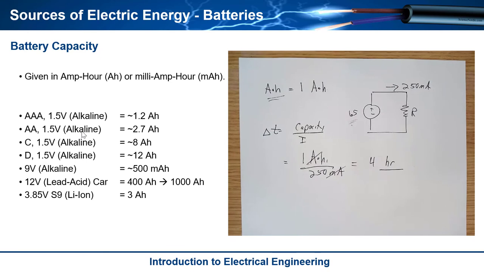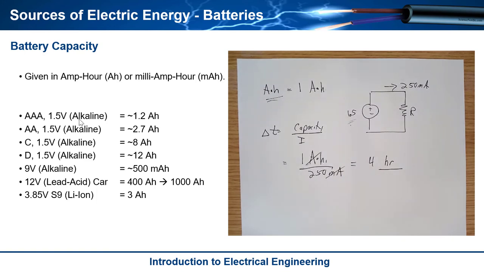All of those are dependent on the technology too, because the AAs and AAAs I gave you are all alkalines, and the 9 volt is alkaline. This is obviously lead acid, and this is lithium ion. So if you got a AAA or AA battery that's made out of nickel metal hydride, it would be a different rating, less than this.